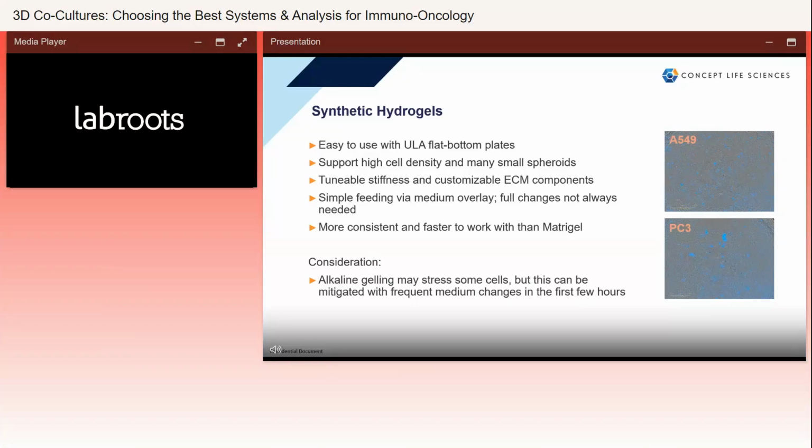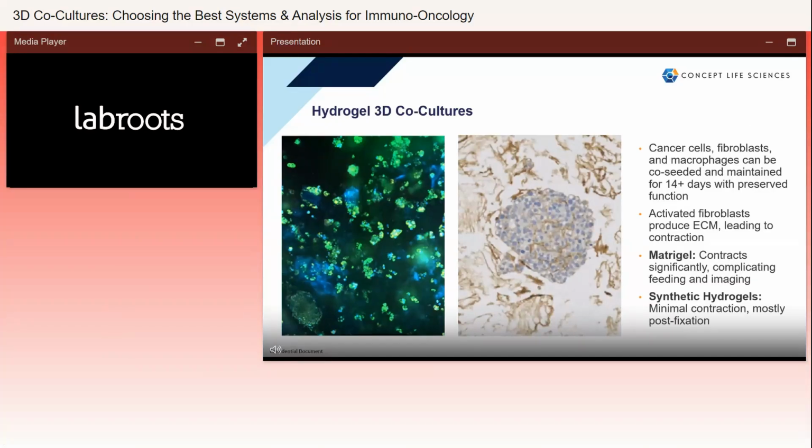One of the considerations when using this is that, because it has to gel, it does go through a change. PeptiMatrix goes through an alkaline change, but you can overcome this by doing a quick couple of feeds over the first few hours to get rid of any of that alkalinity, and that keeps the cells happy for a much greater period of time. Setting these up tends to take a bit longer, but they are stable for a very long period of time. We have cultured out to over 21 days using these systems.